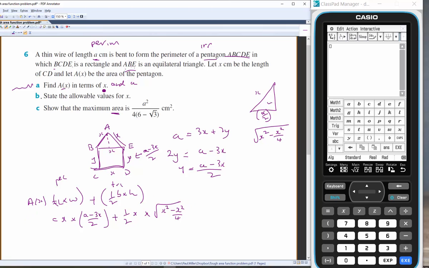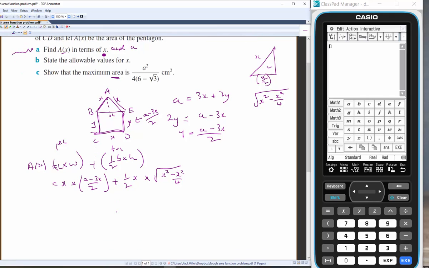So that would be serviceable enough to get me a mark for this question here, but what I'm going to do is just further engage in this, and to answer B, I really need to get this into a form that I can recognize, because basically it's a parabola, okay? And I need to get it into a form that allows me to state the allowable values for x. All right, so what I'll do is further engage in this by expanding this. So I'm going to say that this is (Ax take away 3x squared), both over 2, plus a half, or let's just call it x on 2, multiplied by this thing here, which is going to be the square root of 4x squared over 4, take away x squared over 4.